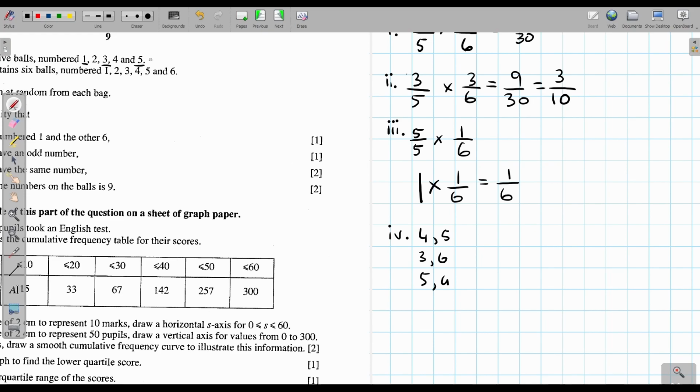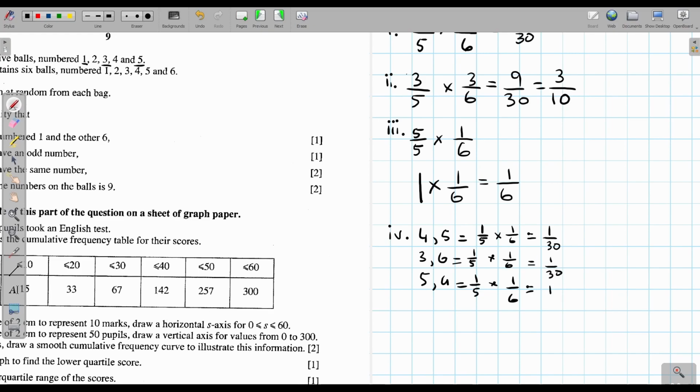And we can't do 3 and 6 the opposite way because there's no 6 in the first bag. So this is 1 over 5 and 1 over 6. This is also 1 over 5 and 1 over 6. And then this is also 1 over 5 and 1 over 6. So these are all 1 over 30.